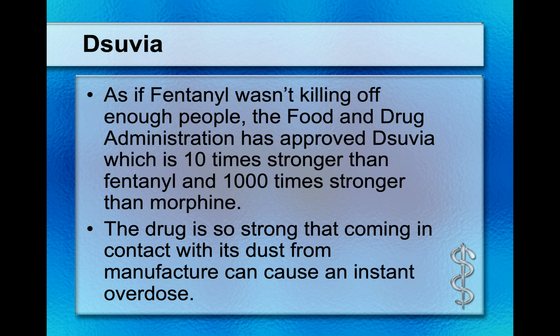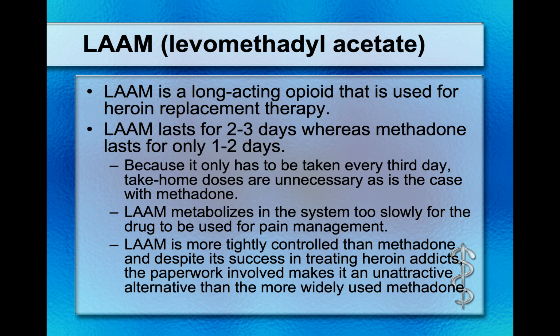I got good news for you. Fentanyl isn't the strongest drug on the market. It's not the strongest opioid. As if fentanyl wasn't killing off enough people, the Food and Drug Administration has approved Dsuvia, which is 10 times stronger than fentanyl and 1,000 times stronger than morphine. The drug is so strong that coming in contact with its dust from manufacture can cause an instant overdose. Dsuvia, so congratulations, this stuff will soon be in the streets. Not sure what you'll do with it, but I'll tell you, it causes an instant overdose, just the dust. So this stuff is really ridiculously strong.